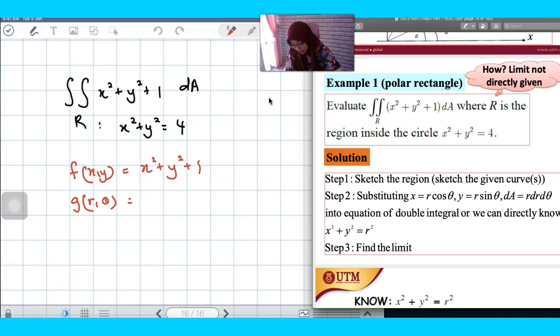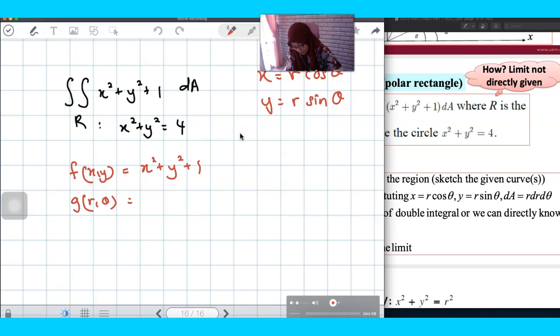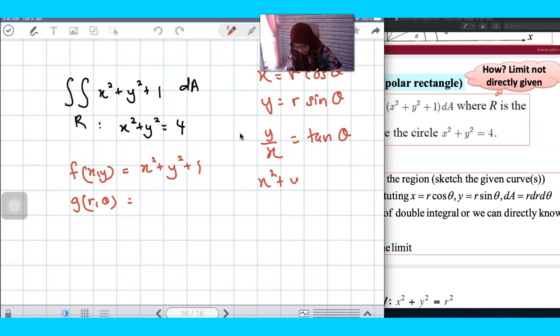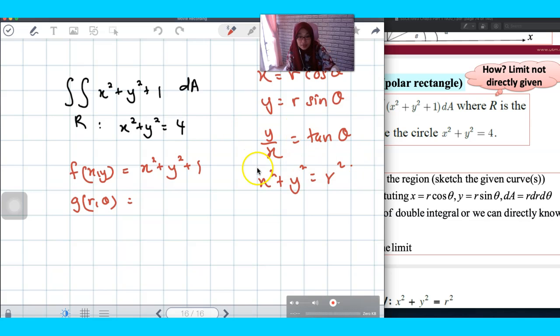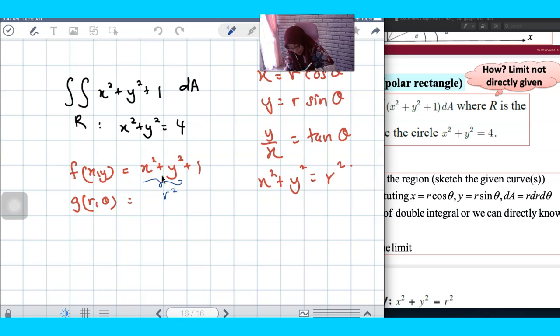So the basic one is x is r cos theta, y is r sin theta. You have learned this before. Okay, and then we have y over x is tangent theta, and also x squared plus y squared is r squared. Okay, so now by using this relationship, we know that this can be converted into r squared. So you have now g of r, theta becomes r squared plus 1.